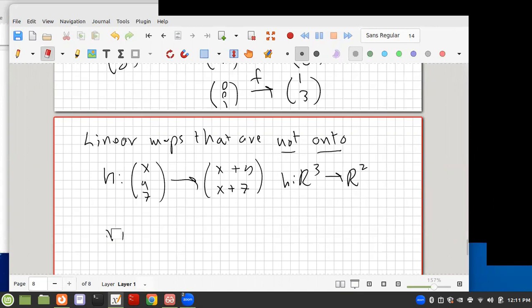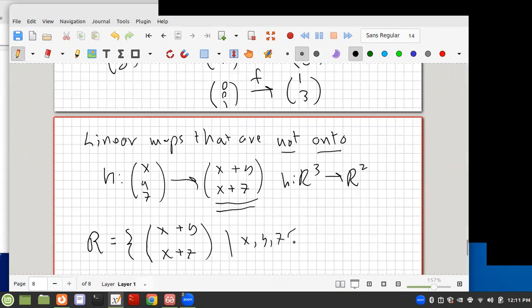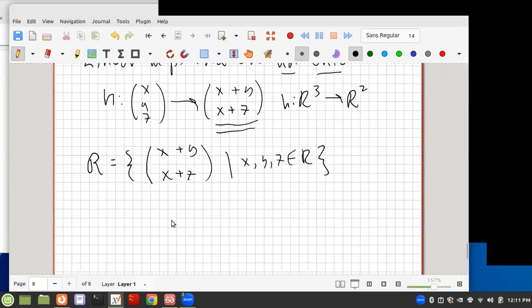Let's look at the set of all the vectors of this form. We're going to call this set all the vectors that are of this form, such that x, y, and z are any real numbers. So as I let x, y, and z in the domain go over everything, I want to look at all the vectors that are the images. This is an image space, a space or set of images.